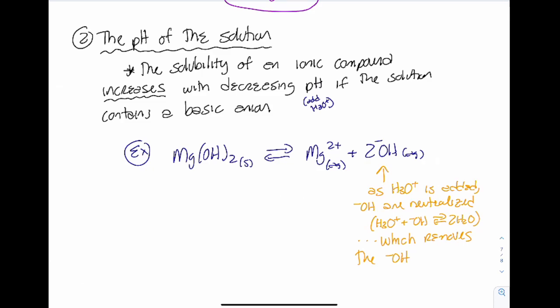So again, just back to Le Chatelier's principle. If I was to remove something from this side, I have to shift it towards products to make more of it. Since I'm shifting towards my aqueous ions and away from the solid, I am increasing my solubility. So I have an anion that's basic, we add acid to it, that acid neutralizes that base, which essentially is just removing it from solution. So I'm removing hydroxide ions by reacting it with the acid, shifting towards products, increasing my solubility.